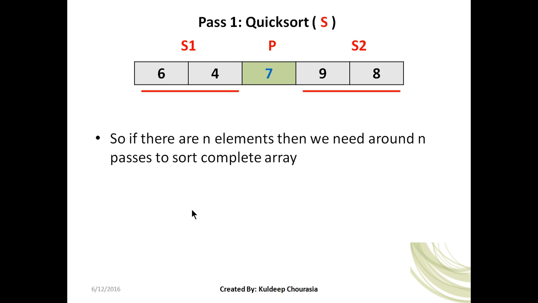So you can assume something from here, that in one pass we put one element, the pivot, into its correct position. So we have 1, 2, 3, 4 more elements. So definitely we will be requiring 4 more passes of quicksort to put them into their correct positions.